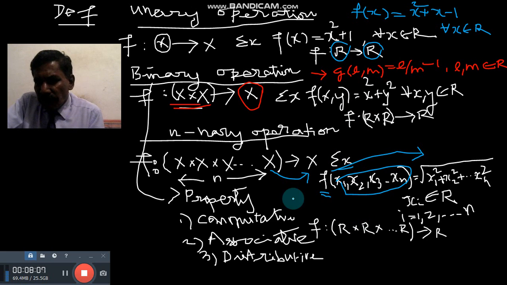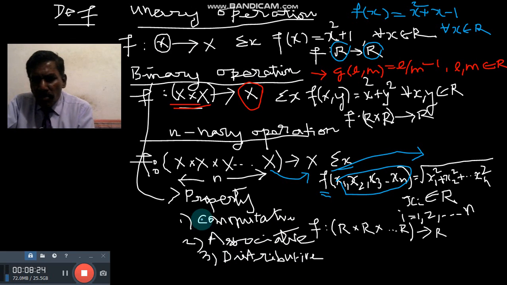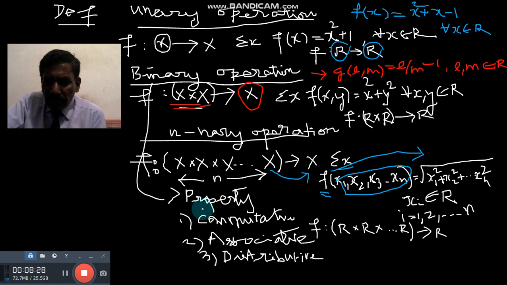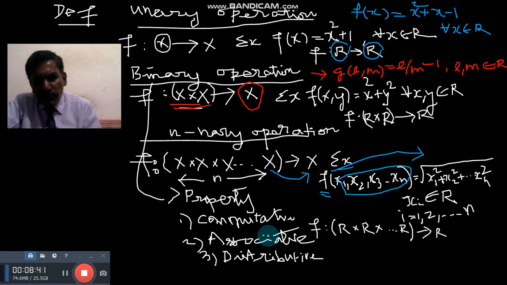In the next class, we are going to study about the properties. Unlike the unary and n-ary, the binary operation has some good properties, such as commutative, associative, and distributive. These properties we are going to discuss in the next class. So binary operation has these wonderful properties called commutative, associative, and distributive.